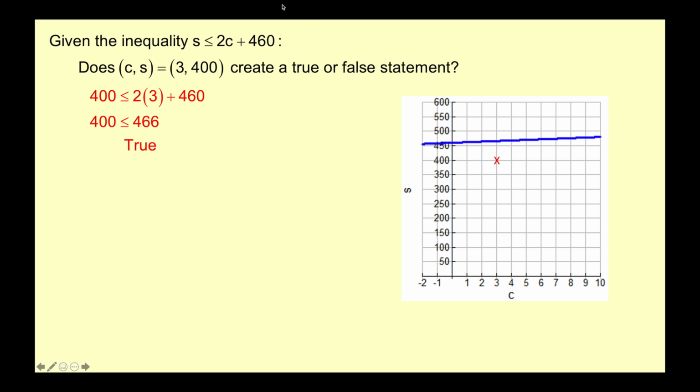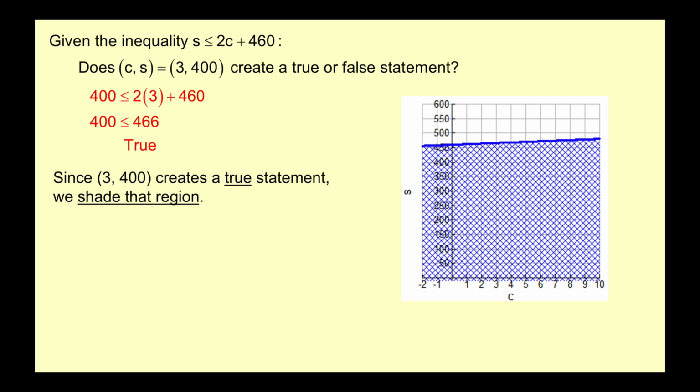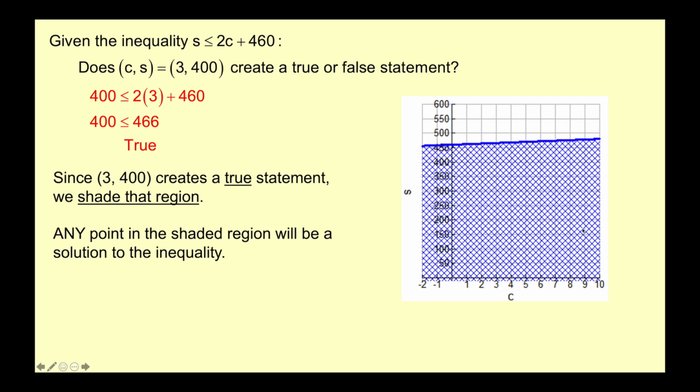The other thing we can do is just realize that this says s is less than or equal to. The values that are less than or equal to this line would be the values that are below the line. So either way, we would shade that region. And any point in this shaded region would be considered a solution to the inequality. So there are a lot of different options for this. And that solution is called a half plane.